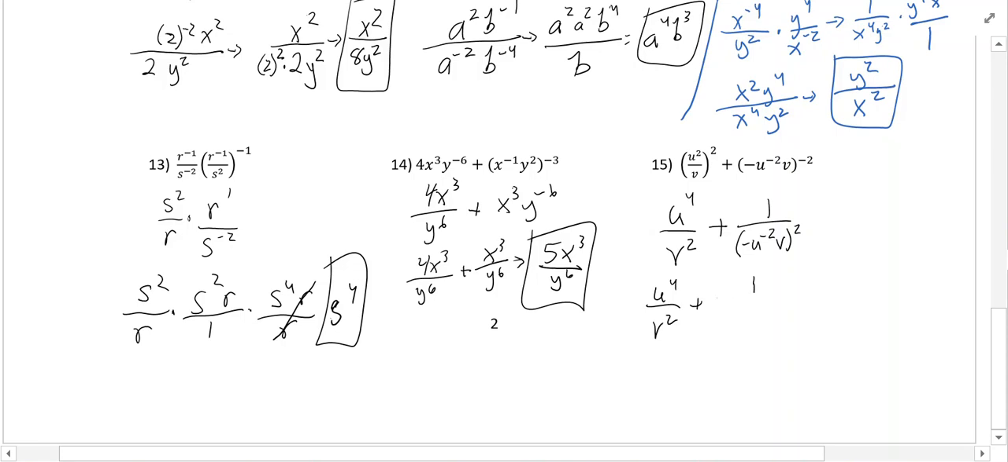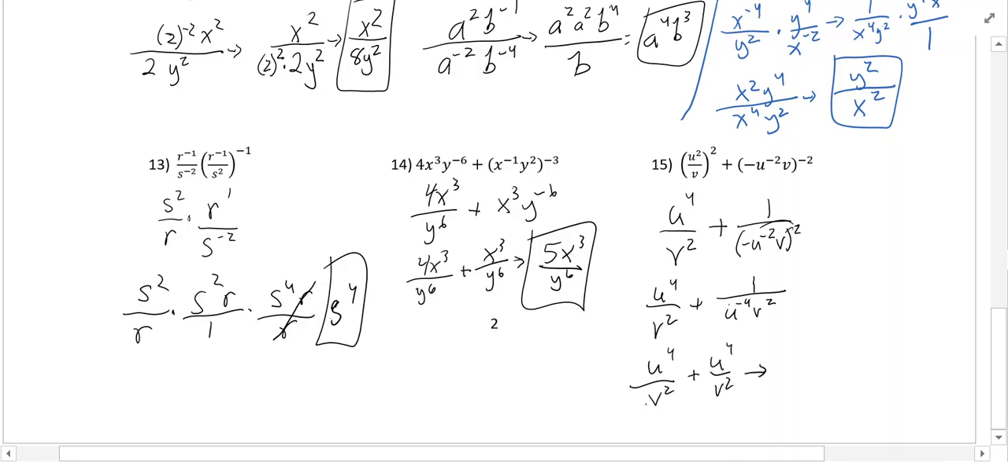So I get 1 over, I'm going to distribute the square to everything inside here. That's going to give me a positive, so 2 to the negative, that's positive, and then I have u to the negative 4th v squared. So it means I need to move this u to the negative 4 back up top. So I get u to the 4th over v squared plus u to the 4th over v squared.